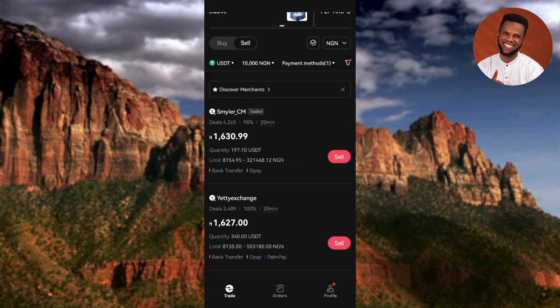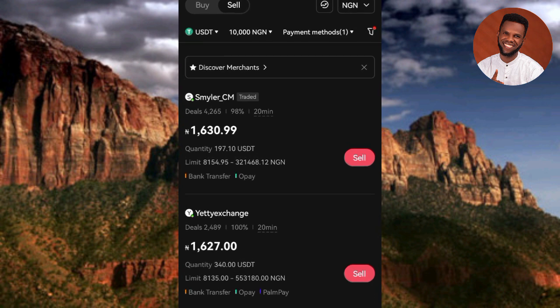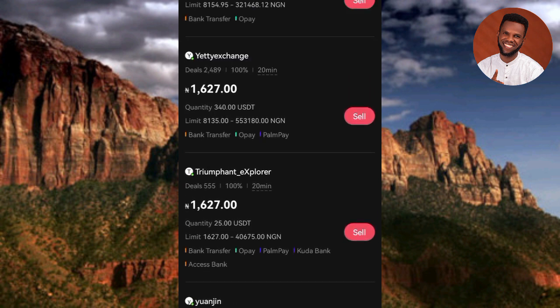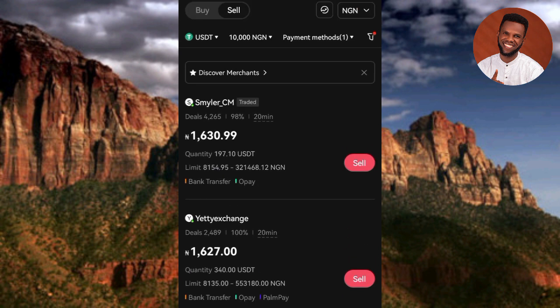But the reason I'm going for this first person is because of the price. I'm going to make more money by selling my USDT if I go for the first person, but the price difference is not much. They are almost all the same, so just select the one you want. So let me go for the first person right away. For you to do that, you have to tap on sell. Let me tap on sell.